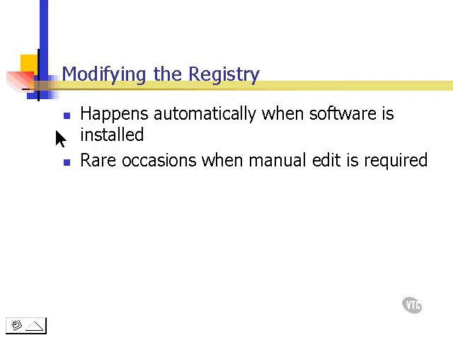On rare occasions, when a manual edit is required, we need to know exactly what we're doing before we get into the registry. Then we can use a command, regedit.exe, which we'll talk more about in our next sections, but this should be something that is done on very rare occasions, knowing exactly what we're going to do, going in, doing it, and then getting back out. It's like brain surgery.